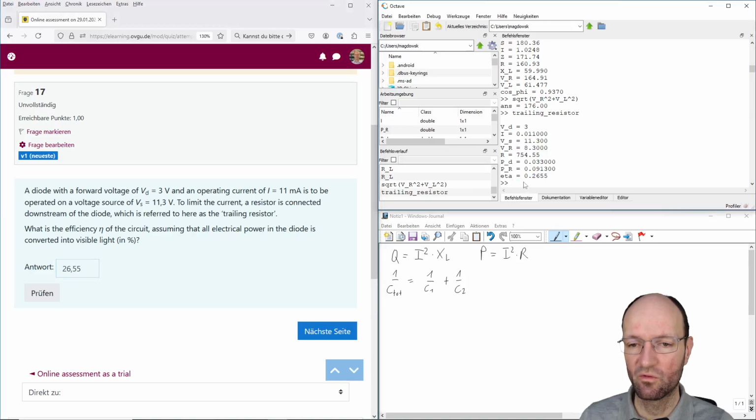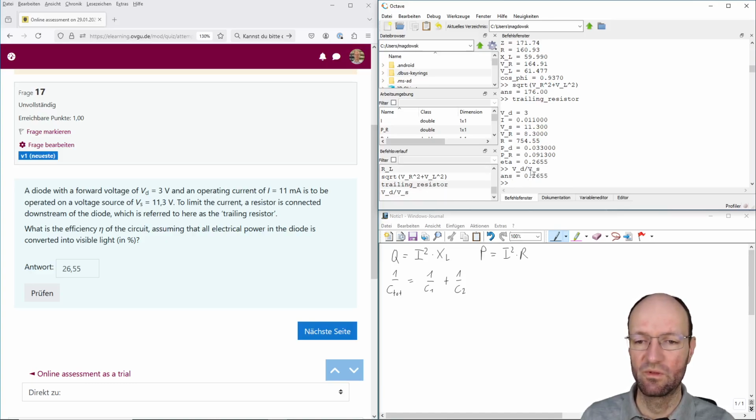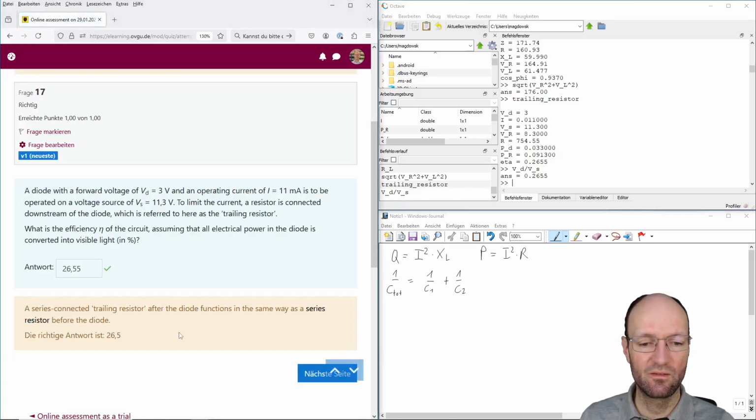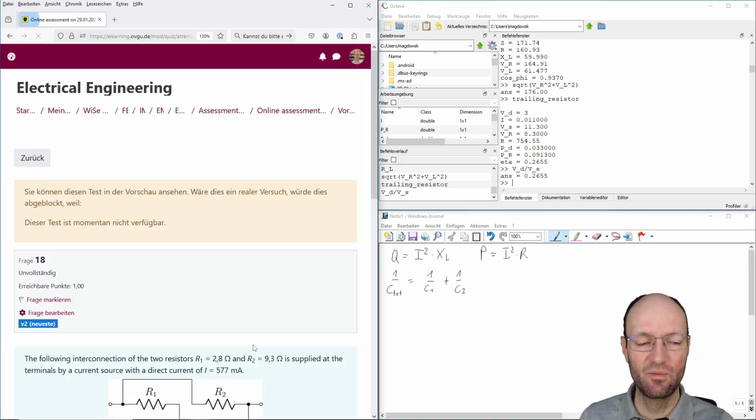And of course we could have also just calculated the diode voltage divided by the source voltage. Should be the very same factor, because this is, let's say, the useful voltage divided by the total voltage. So let's check, and this is correct. So next page.